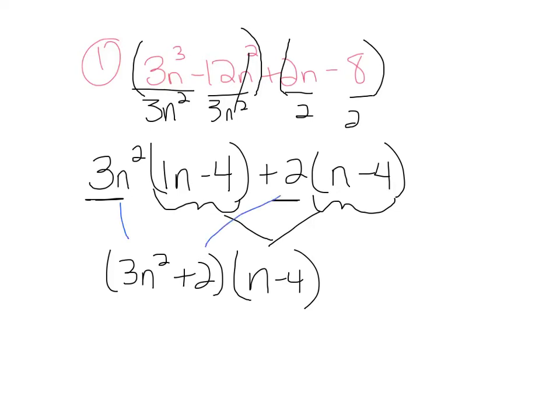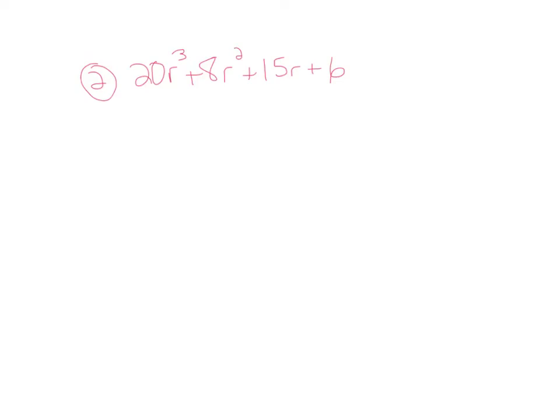All right, let's look at another one. So I'm going to go ahead and group my first 2. Oops, forgot that one. And my second 2. Alright, no, that should be around the squared. Okay, but the plus is in between them. So 20r to the third plus 8r squared. So they have a 4 in common and an r squared.